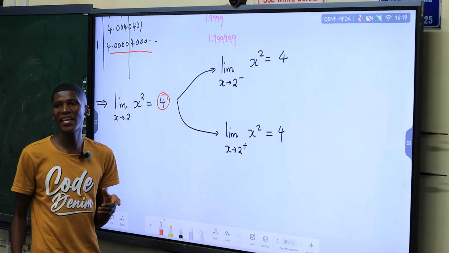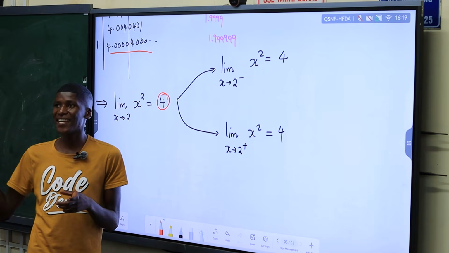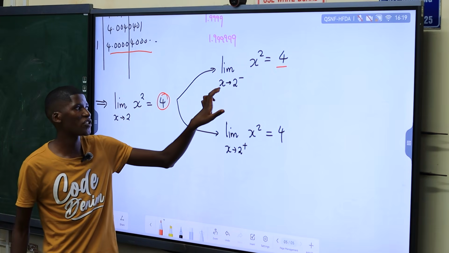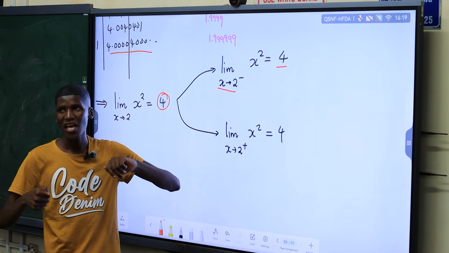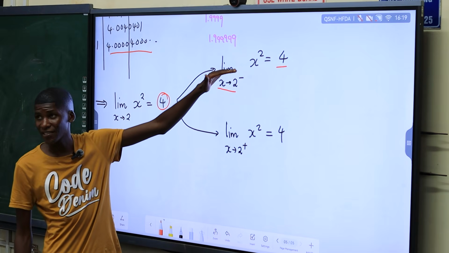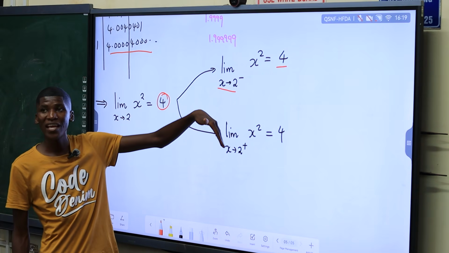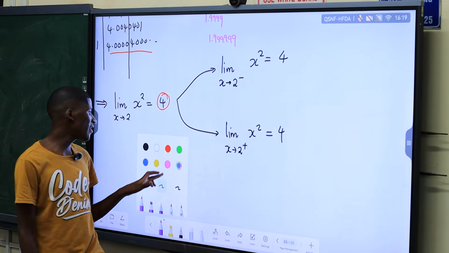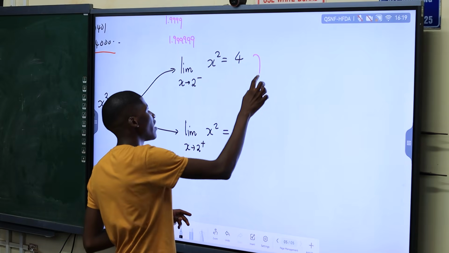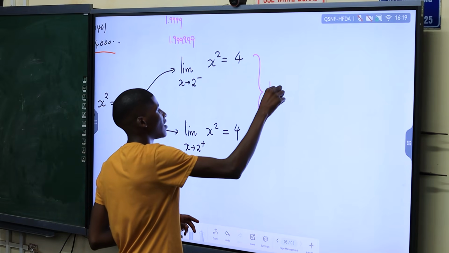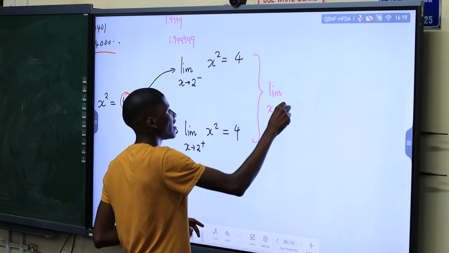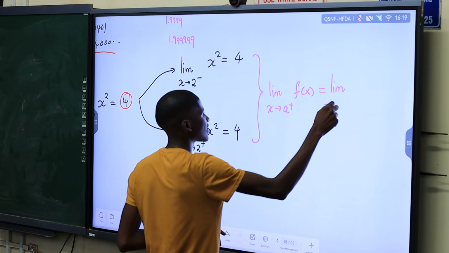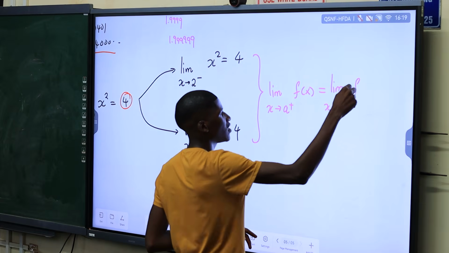These are partial limits because we are looking at a limit from only one side. It's like a one-sided limit. So now we see the y value approached as x approaches 2 from the left and from the right. It's possible that these values are not equal to one another. So for a limit to exist, the limit as x approaches a from the right of f of x must be equal to the limit as x approaches a from the left of f of x.